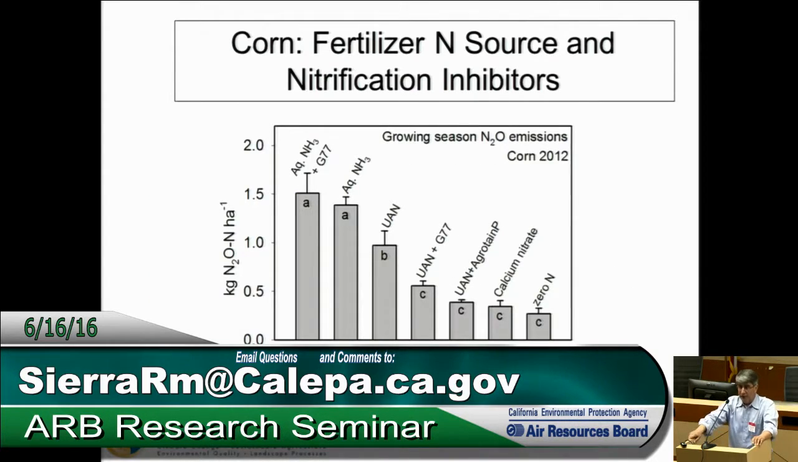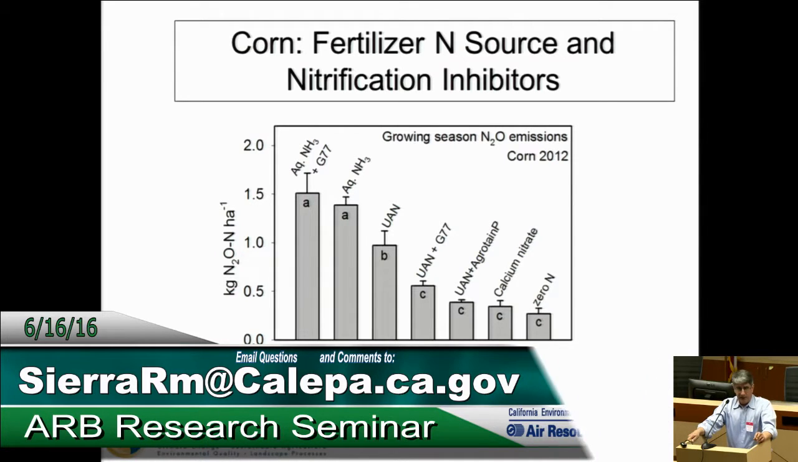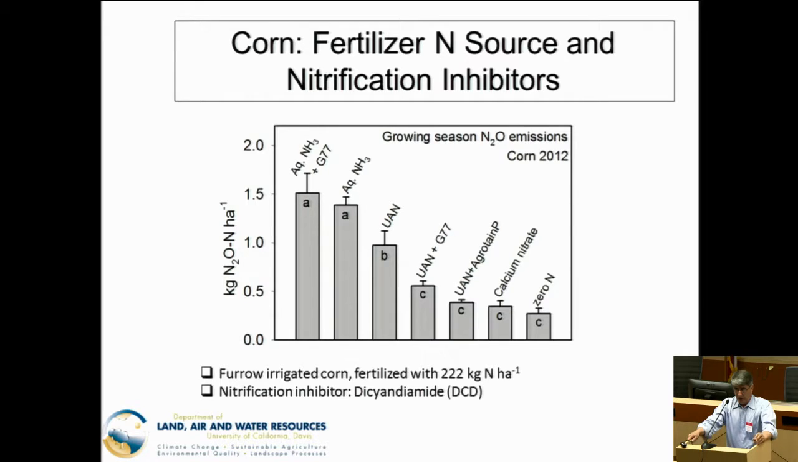The results were very clear. As we had hypothesized, the fertilizer with the highest ammonia content, the aqua ammonia, had the highest emission. Then the urea ammonium nitrate was intermediate, and the calcium nitrate had the lowest emission, and in fact, those were not different from the control that did not receive any fertilizer. So this was strong, pretty good evidence that the majority of emissions was nitrous oxide from nitrification.